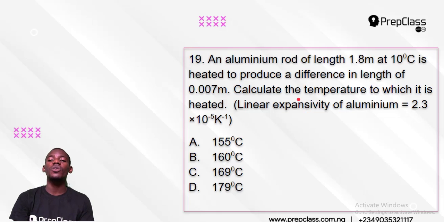Question 19: an aluminum rod of length 1.8 meter at 10 degrees Celsius is heated to produce a difference in length of 0.007 meter. Calculate the temperature at which it is heated. The linear expansivity of aluminum is 2.3 times 10 to the power minus 5 per Kelvin. This is a linear expansivity question, so you know the formula, right?